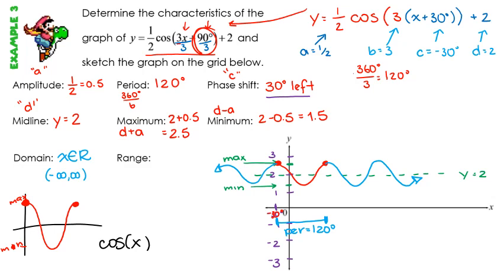And then for our range, because our graph is always going to be in between our max and our min, we can say that our y values are always going to be greater than or equal to 1.5 and less than or equal to 2.5. And then in set notation, square bracket, 1.5, comma, 2.5, square bracket.